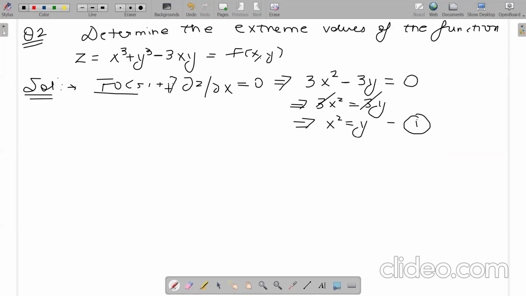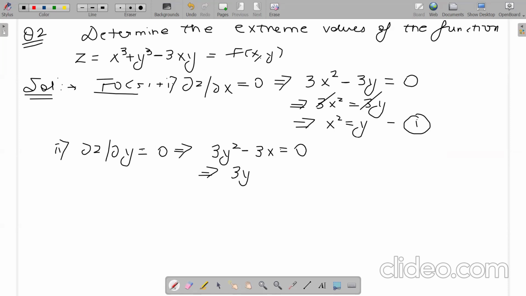Okay. The second first order condition is del z by del y equal to 0. If I partially differentiate z with respect to y, I treat x as a constant. So 3y square minus 3x equal to 0, which implies 3y square is equal to 3x. Again, 3 and 3 cancel out. I get y square equal to x. Equation number 2.